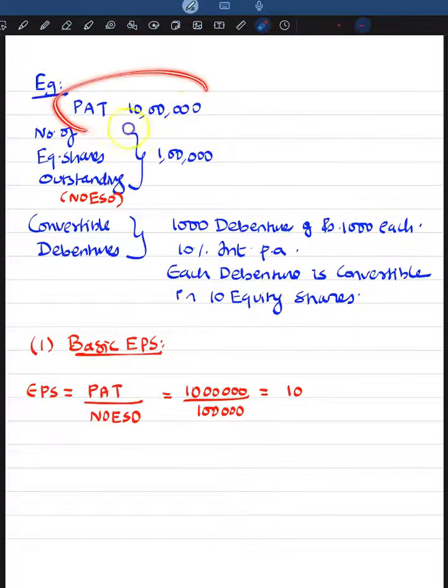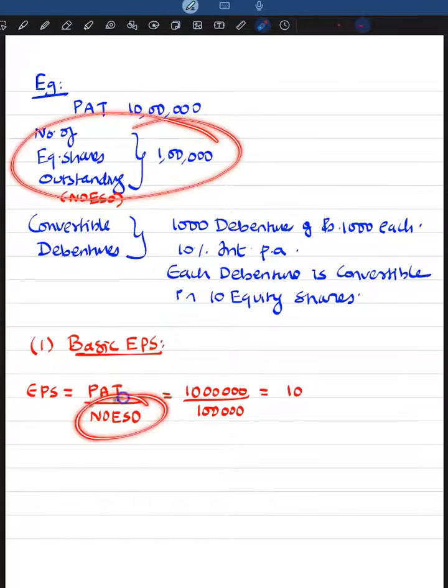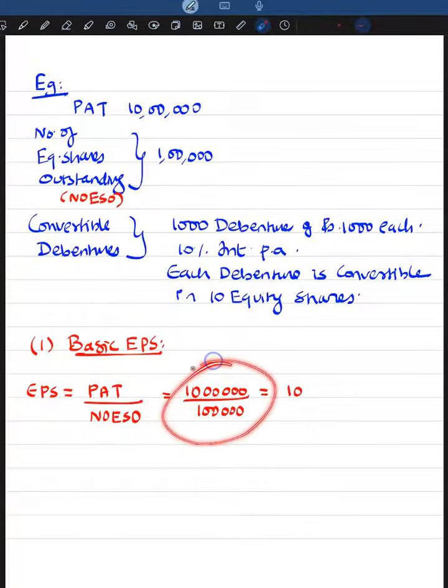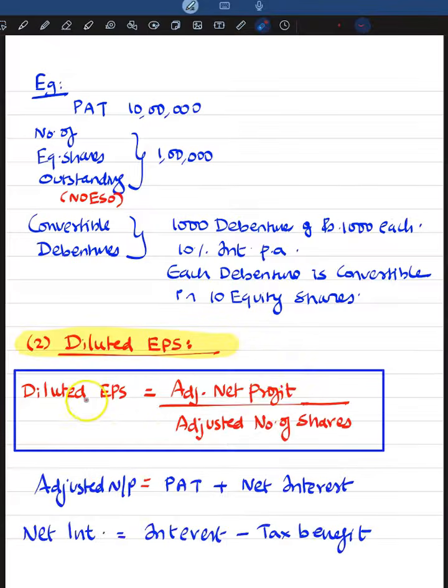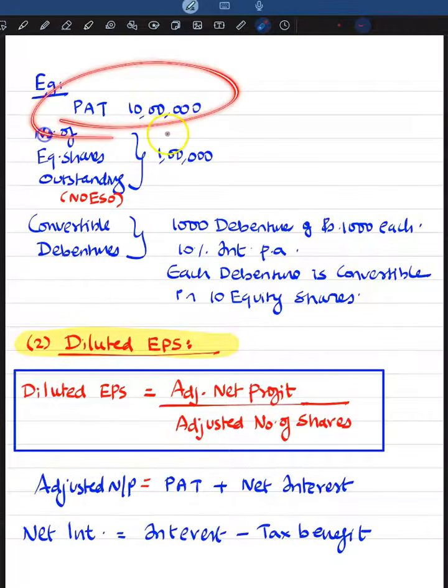Basic EPS, it is simple: profit after tax in the numerator, number of shares outstanding in the denominator. So it's going to be 10 lakh by 1 lakh. It's simple, 10. For diluted EPS, we have to calculate adjusted net profit. Already we know profit after tax, which is 10 lakh. With that, we have to add back net interest. Why we are adding back net interest? Because if these convertible debentures are converted into equity, there will be no question of paying interest. So we add back that.